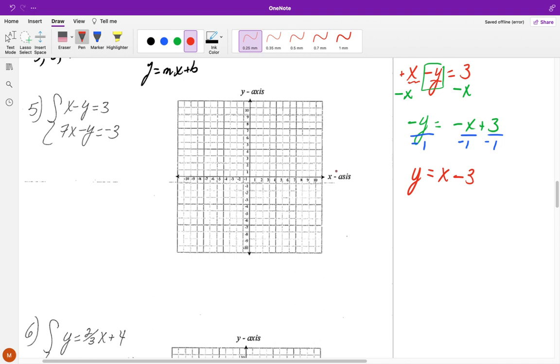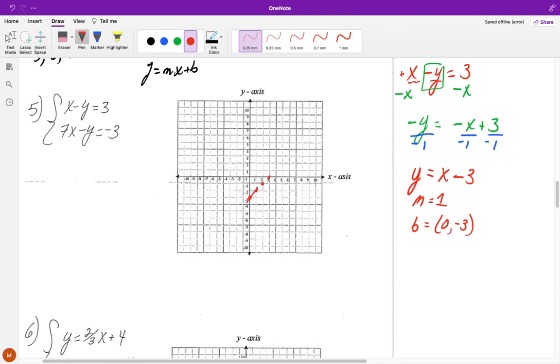So now this is in y equals mx plus b form, where my m is the number in front of my variable x, so it's 1. And my b is negative 3, so it's the point 0, negative 3. So I will then go ahead and plot the point 0, negative 3. And then I'm going up 1 over 1, up 1 over 1, up 1 over 1.